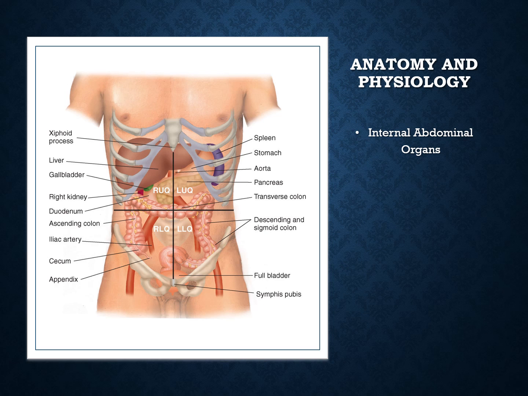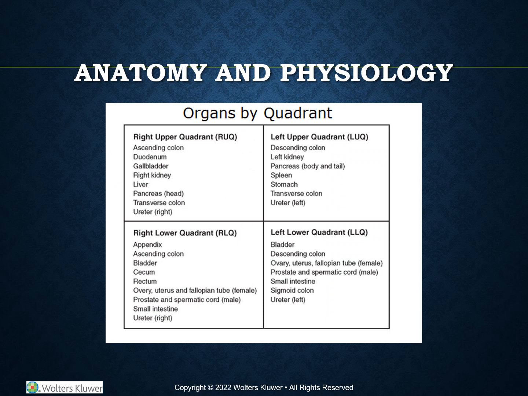You can see that the liver is mostly in the right upper quadrant, along with the gallbladder and a section of the pancreas. You can also see that the spleen is in the left upper quadrant, along with part of the pancreas. The appendix is located in the right lower quadrant, and the only underlying structures in the left lower quadrant are the descending and sigmoid colon. This chart is a nice summary of the organs by quadrant and is another way of thinking about the anatomic locations.